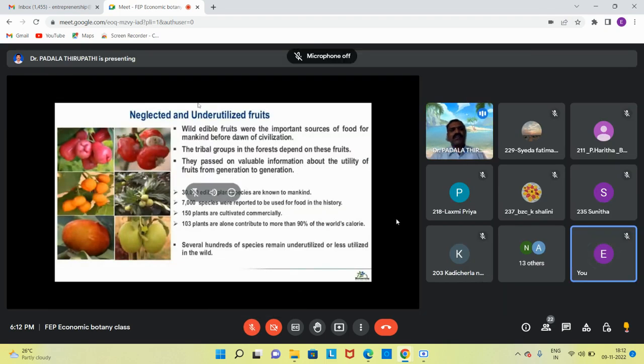Okay. So today we are going to discuss one of the important areas in our economic botany, that is fruits and nuts. We know that in our day-to-day life, we are very interested in eating different fruits and vegetables. Along with these fruits, we also take nuts in our daily diet.